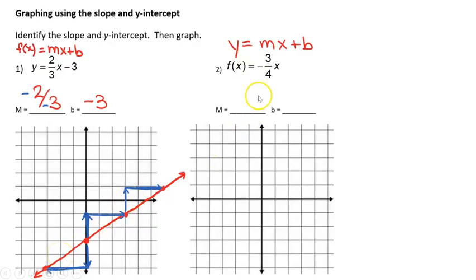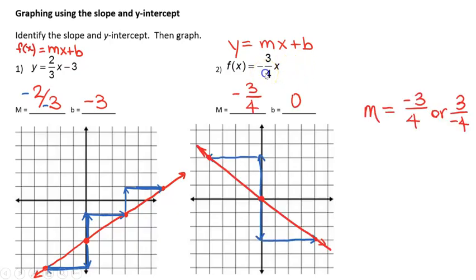All right, let's do another one of those. So this guy over here, again, y is the same thing as f of x. So we can say -3/4 is in the place of m. And then over here, this would be plus 0. There's nothing being added to that -3/4 x. And so my y-intercept would be 0. So I'm going to start at 0.